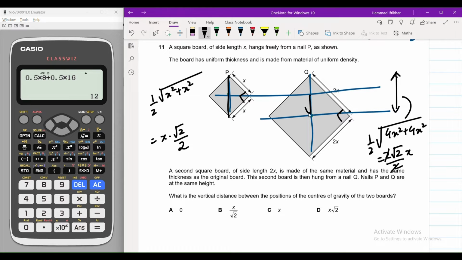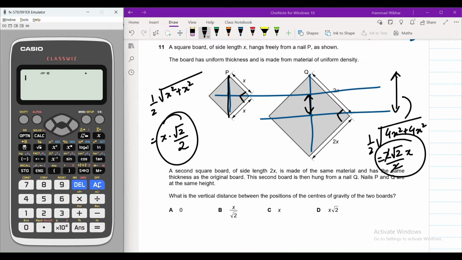Now the difference in the height is just going to be this minus this. Okay, the vertical distance is between that. So root 2 minus half of root 2. So that's just root 2 by 2, or 1 over root 2 basically.